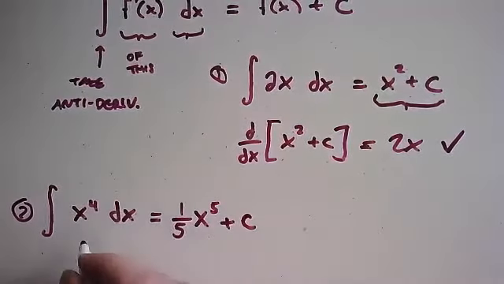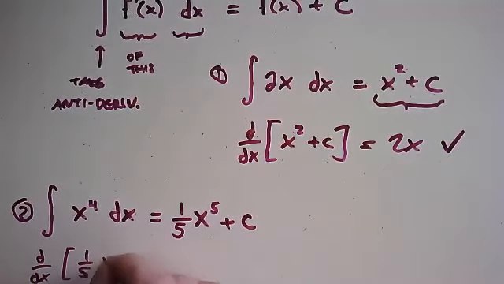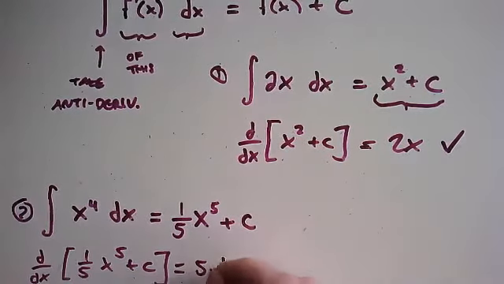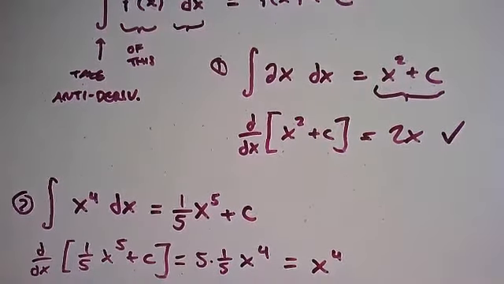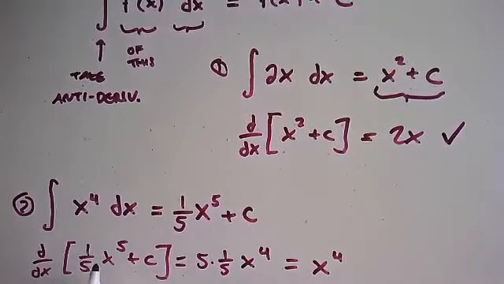We can check this again by just taking a derivative. So d/dx of 1/5 x to the 5th plus c. The power would come out in front, so we'd have 5 times 1/5 times x to the 4th power, and then c would go to 0. And 5 times 1/5 is just 1, so we end up with our original function x to the 4th. This is a pretty common problem.